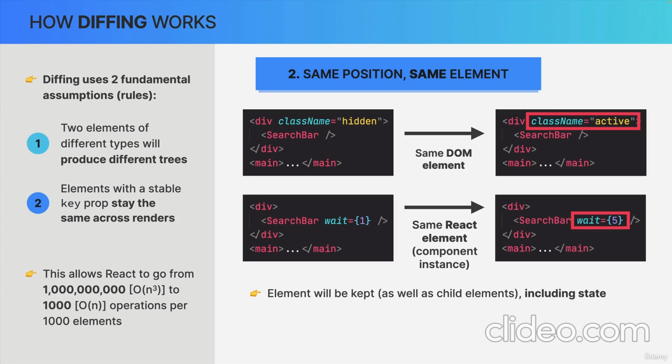Now, looking at these examples, we actually see that something has changed. However, it was not the element type that has changed, but simply the class name attribute in the div and the weight prop in the search bar component. And so what React is going to do is to simply mutate the DOM element attributes, and in the case of React elements, it will pass in the new props. But that's it. So React tries to be as efficient as possible, and so the DOM elements themselves will stay the same. They are not removed from the DOM, and even more importantly, the state will not be destroyed.